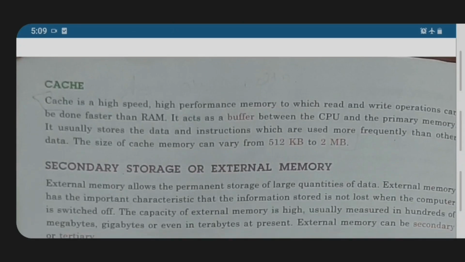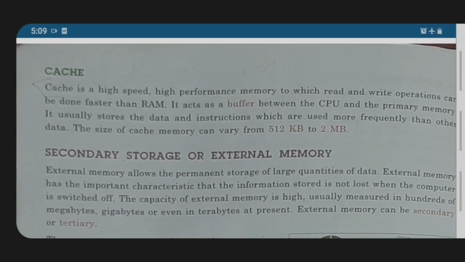Now we can study it from the book. We can also read it from the book. Then you will be able to understand what all the topics are given in the book. Cache is a high-speed, high-performance memory to which read and write operations can be done faster than RAM. It acts as a buffer between the CPU and the primary memory. It usually stores the data and instructions which are used more frequently than other data. The size of cache memory can vary from 512 KB to 2 MB.